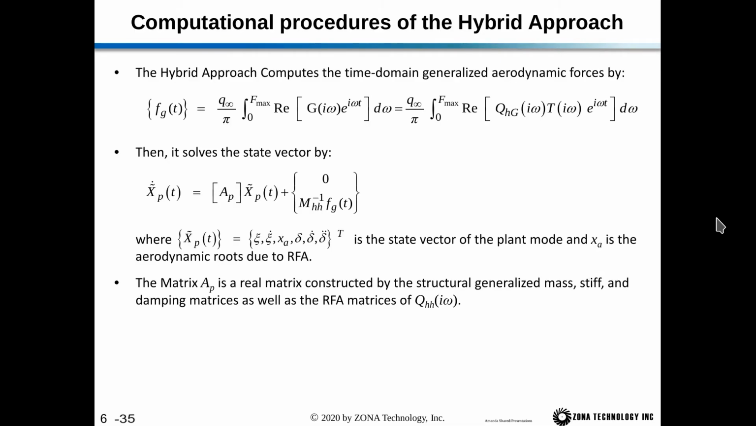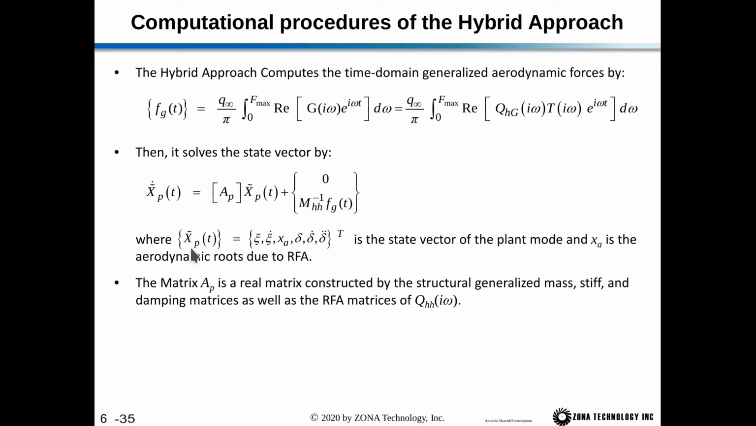Now the hybrid approach computes the time domain generalized aerodynamic forces as shown here. We have our gust aerodynamics specified in the frequency domain. We perform the inverse Fourier transform to give us our gust excitation in terms of a time vector. Then it solves the state vector by this equation here: x dot plant is A plant times x plant plus this excitation vector. This FG here is pre-multiplied by MHH inverse.